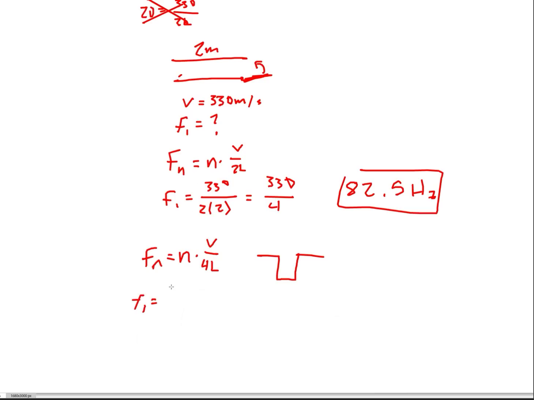Your harmonic N is going to be 1, and your speed is still 330. So this would be 4 times 2, or 330 divided by 8. And so that would be 41.25 hertz. So that's harmonics.